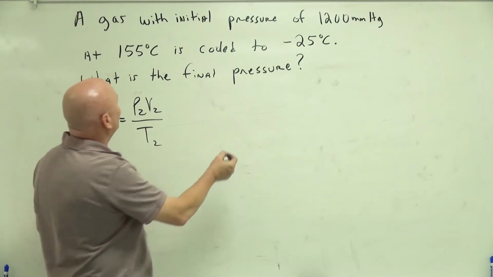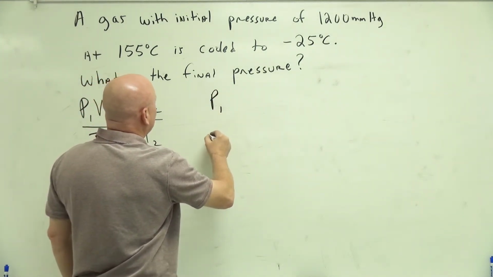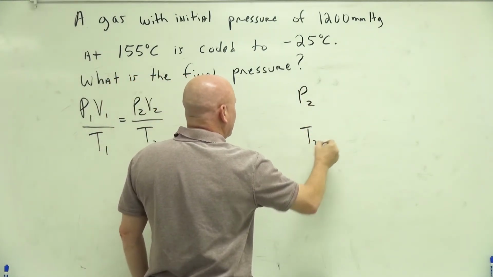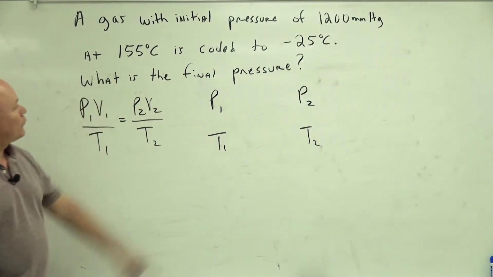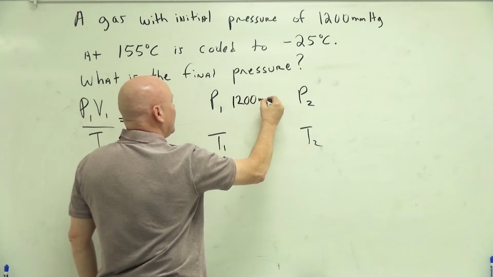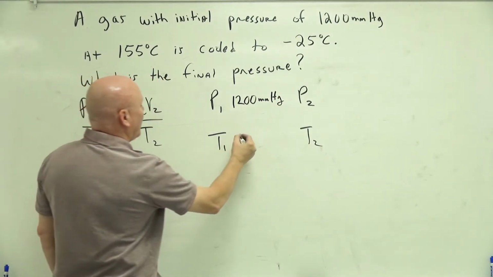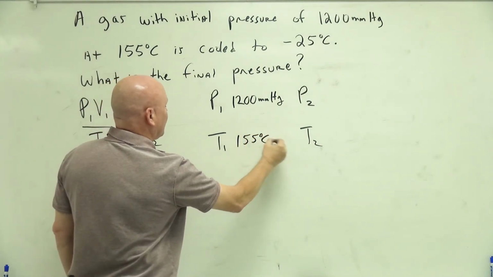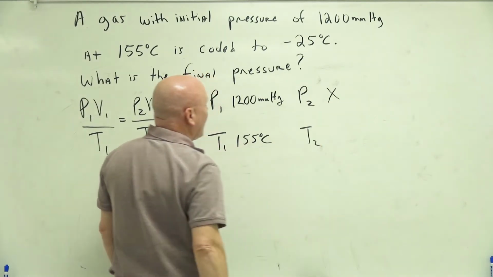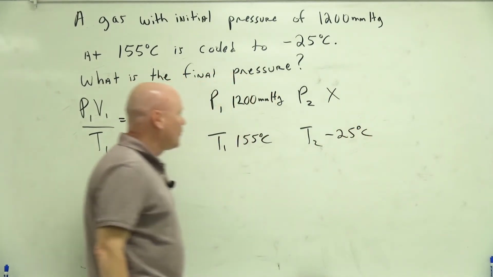And so I will make myself a small table, and we'll do P1 and T1 and P2, T2. Our initial pressure is 1200 millimeters mercury, and our beginning temperature is 155 degrees Celsius. Our final pressure, well, I don't know what that is. And the final temperature is minus 25 degrees Celsius.